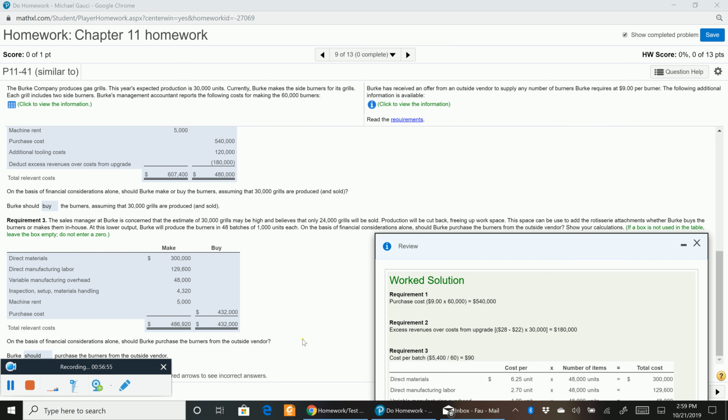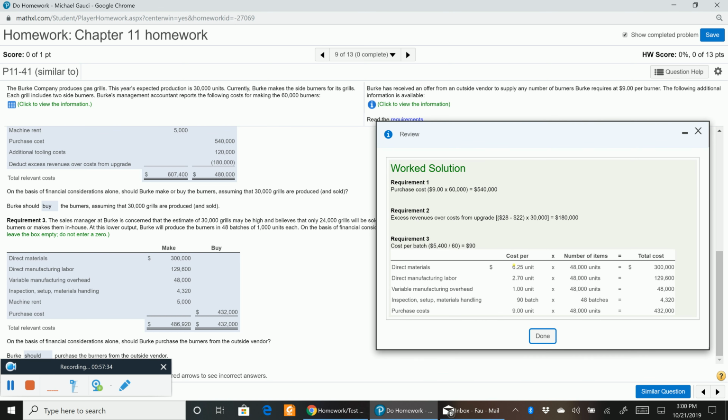We'll cut back production. We can free up workspace, and the space could be used to add the rotisserie attachments that we talked about. And so at the lower output of 24,000 instead of 30,000, we can produce the burners in 48 batches of 1,000 units each. Remember, 24,000 grills equals 48,000 burners. So, once again, the question is, quantitative only, should we purchase the burners from the outside vendor? And the answer is yes, so let's go through the details.